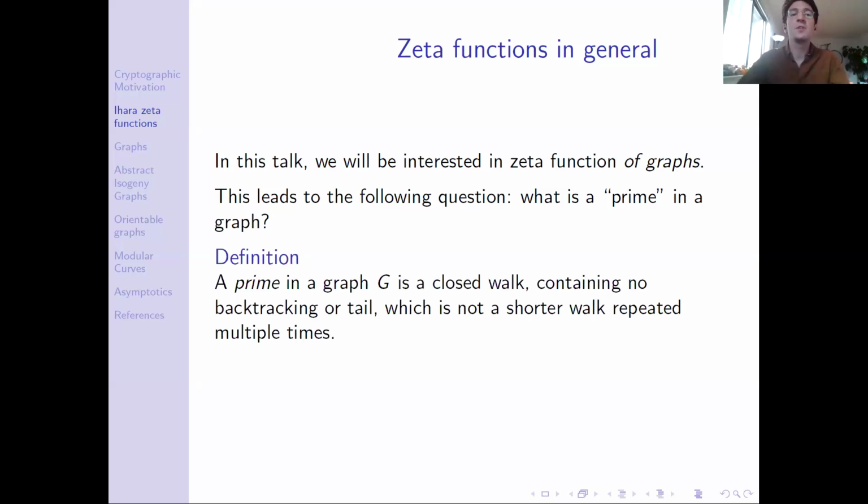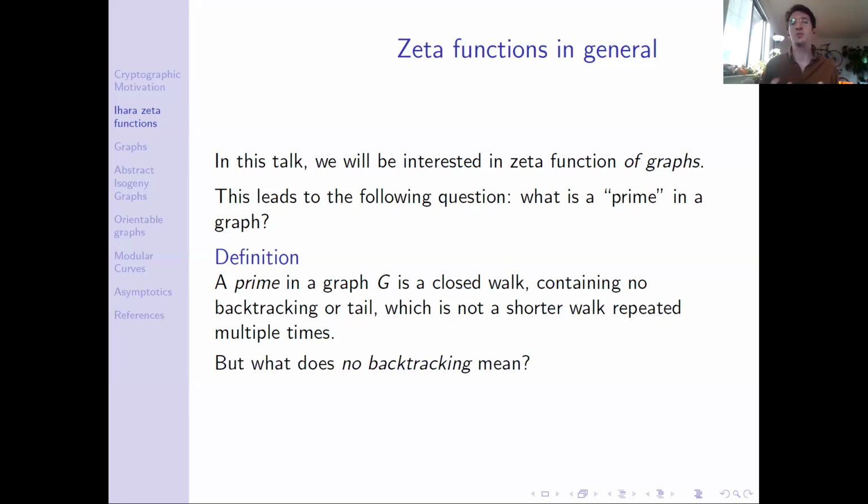And so the definition, which goes back to Ihara and some other people in the 1960s, is that a prime in a graph is a closed walk containing no backtracking or tail, which is not a shorter walk repeated multiple times. So it's a cycle that's not allowed to backtrack. The tail means that you can't have backtracking essentially in the first and last steps. So you can't take one step out, do a cycle, and then come back along the same edge. And not being a shorter walk repeated multiple times just means you can't go over the same loop multiple times.